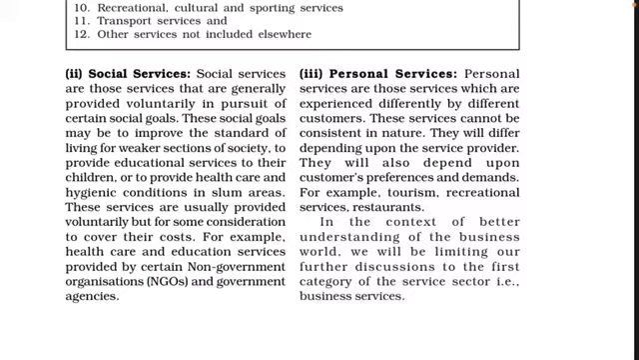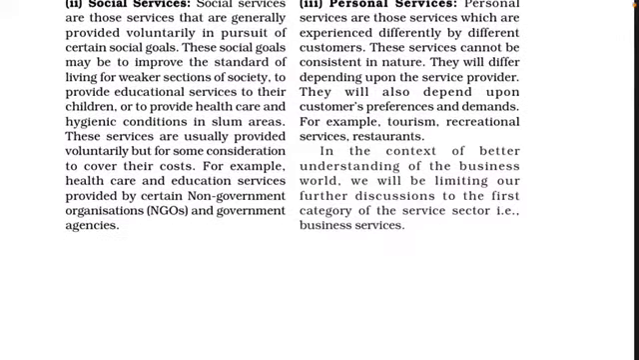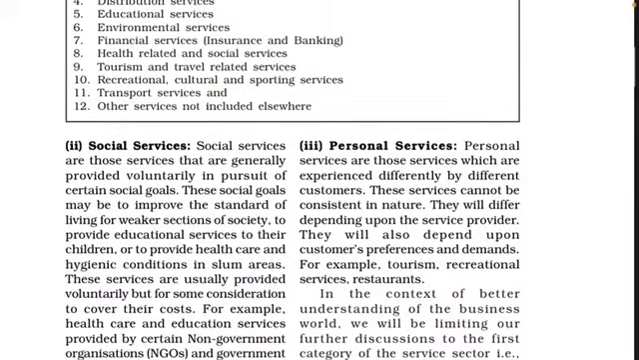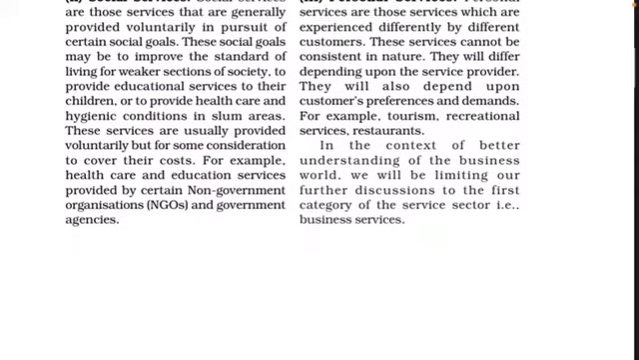So the restaurant will provide them personal service. The same thing happens in the case of tourism: somebody wants one kind of package, and another person wants another kind of package. So the tourism company can provide them the services according to their personal needs. So these are the three categories of services: business, social, and personal services.